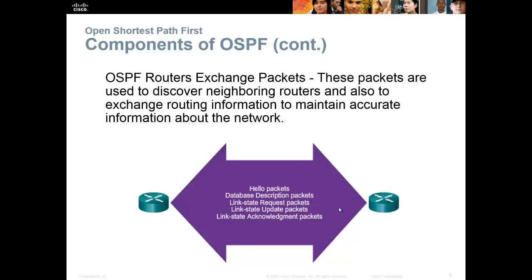The database description packet is like a summary of the route. It's like a summarized version of your routing table. So it shows you the routes that you know about and sends it to your neighbors. And then if they see a route that they don't know about, they can request more information, and then you send them an update to fill in that request. And then again, acknowledgments are to answer the replies. So those are the 5 packets.